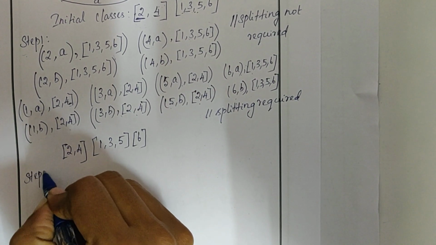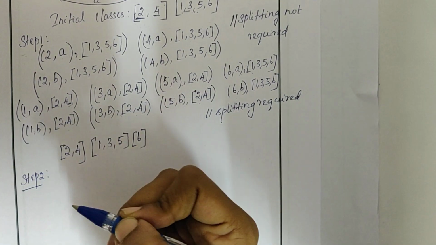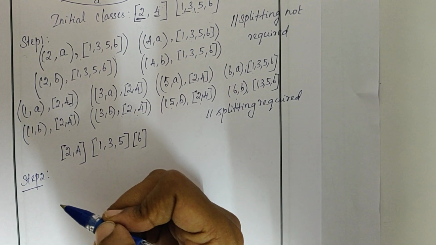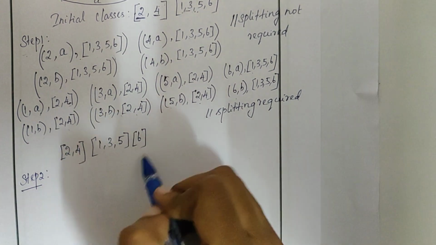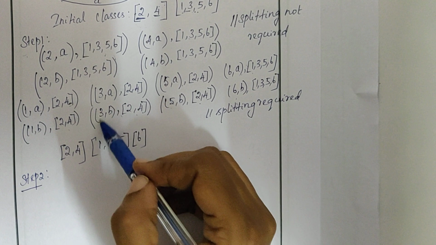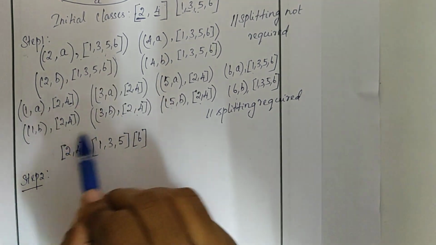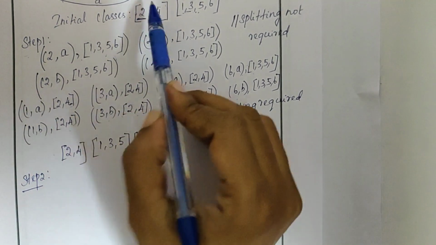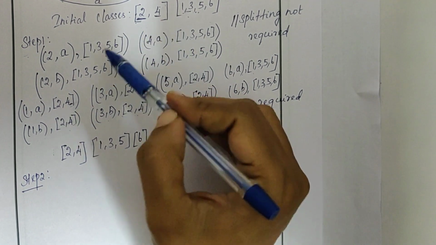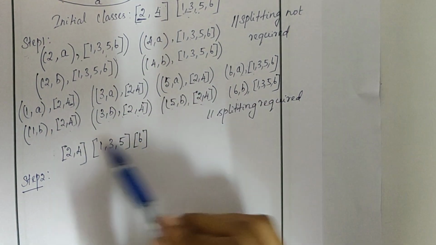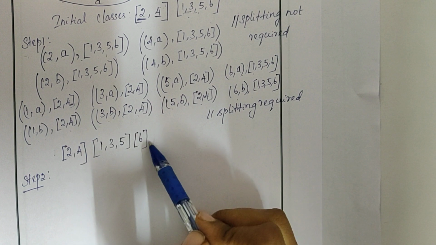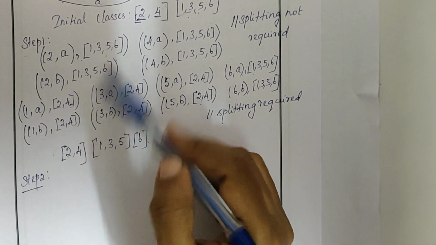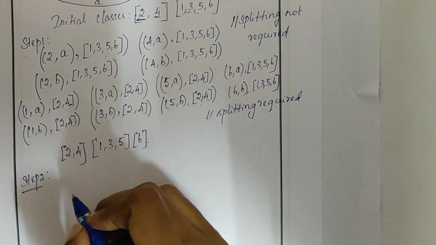Next is step 2. In step 2, these are my classes. For these classes I have to repeat these steps. This procedure I have to repeat for each class. Initial classes were this one, and I have done the procedure. Now my classes are these. I have 3 classes, and for these I have to do the same procedure, right?